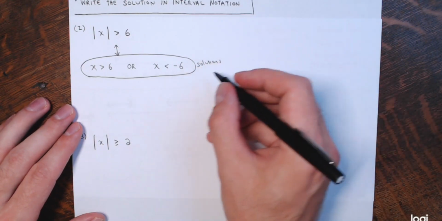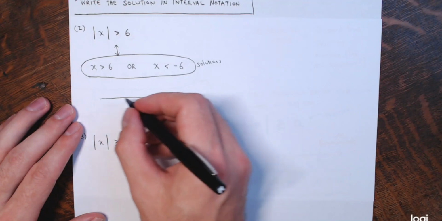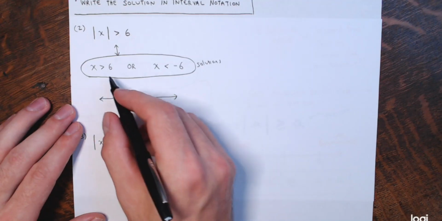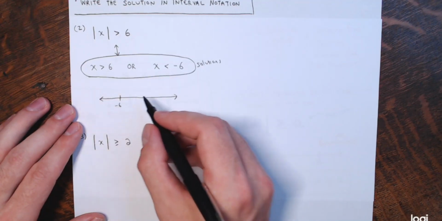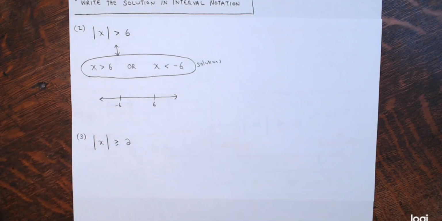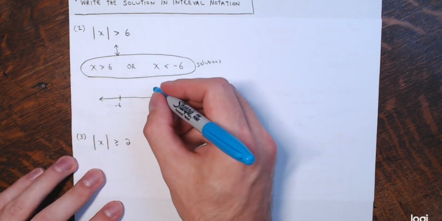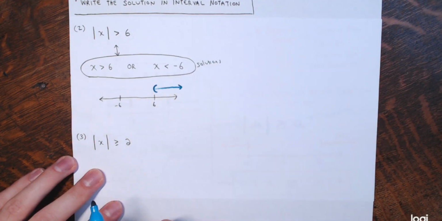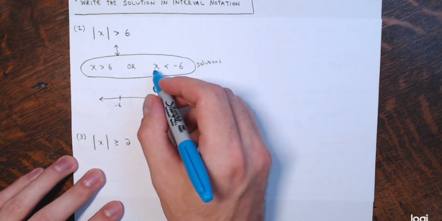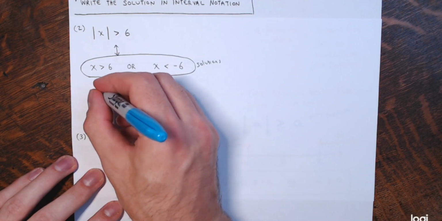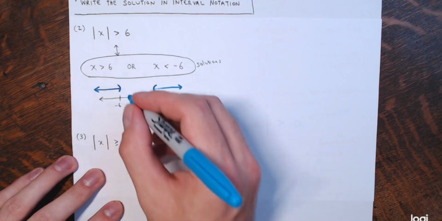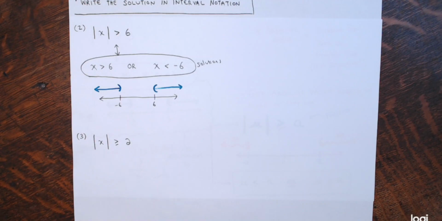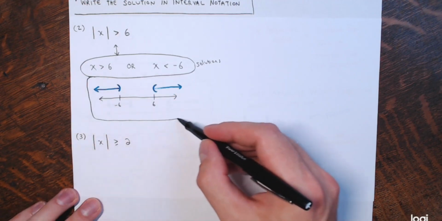All right, then the graph, again, pretty easy. The numbers mentioned in these solutions are -6 and +6. According to this, all the solutions are the numbers greater than 6, but not 6 itself, so I put parentheses on that. Or the numbers less than -6, so over here, but not -6 itself. So here's the graph, and then the interval notation.